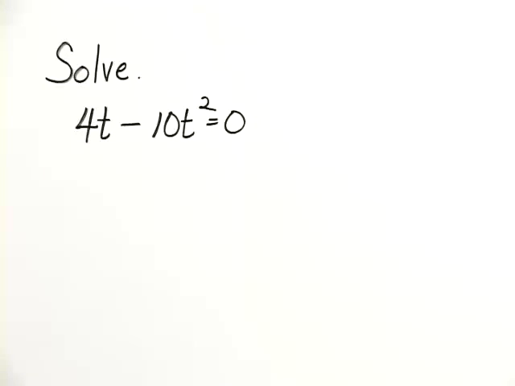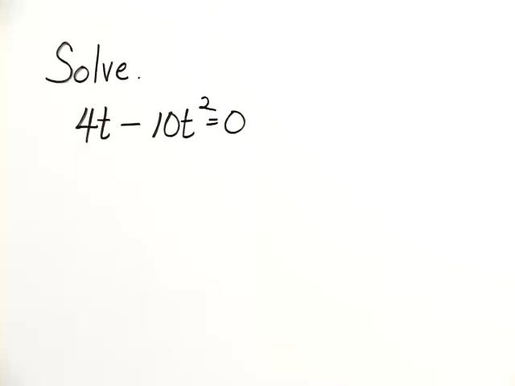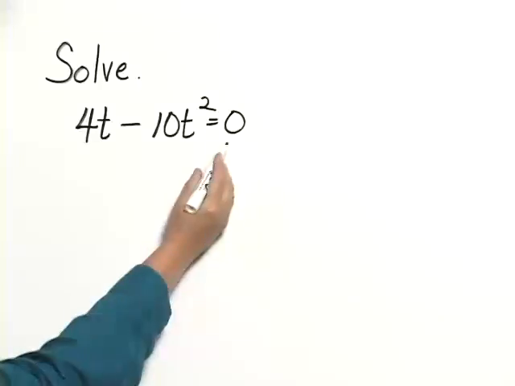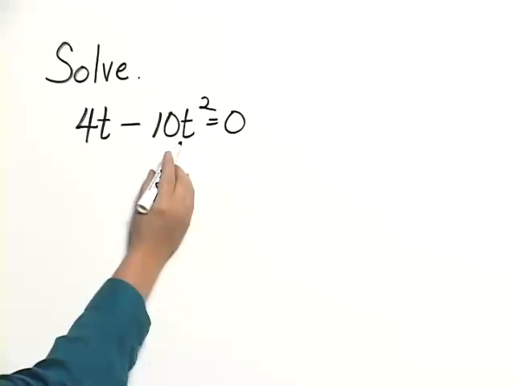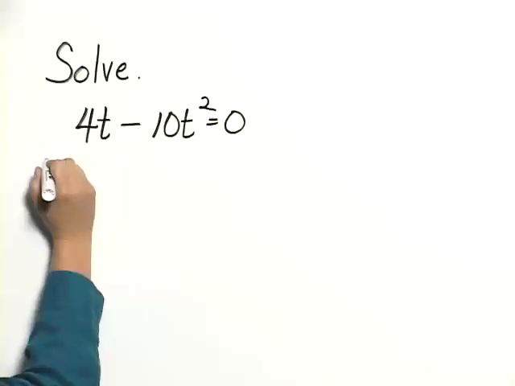Solve 4t minus 10t squared equals 0. We have a quadratic equation because of the t squared term. So we're going to use the principle of zero products, and we're going to want to factor. We have a 0 on one side, so we factor this, and we begin by looking for a common factor, and there is one. That's 2t.